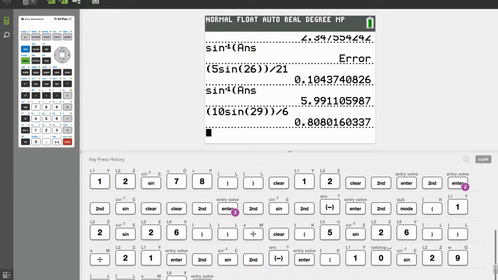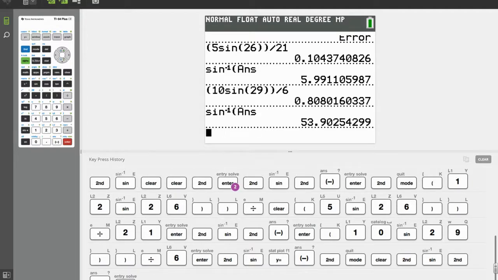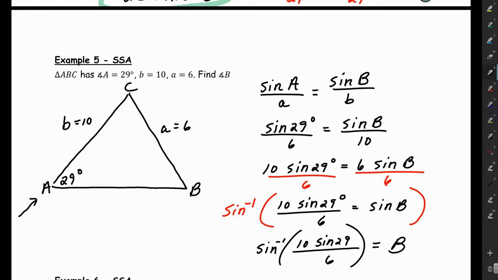I'm going to take the inverse sine of that answer. And we get approximately 54 degrees. All right, so we know that B is approximately 54 degrees. So we would put 54 degrees here. And now we're going to test to see, is it possible to have another triangle?